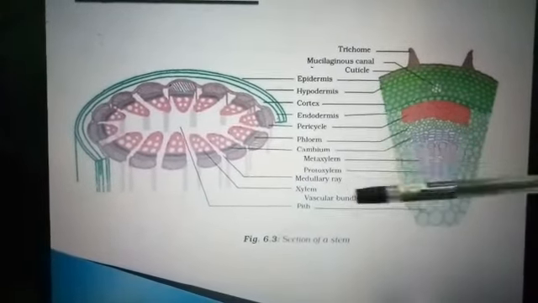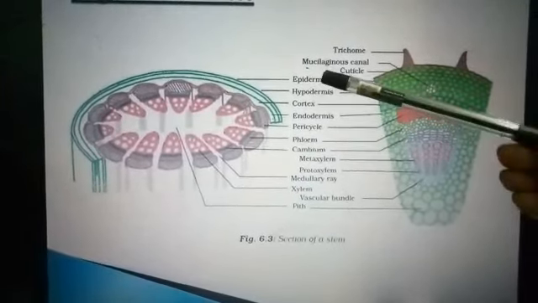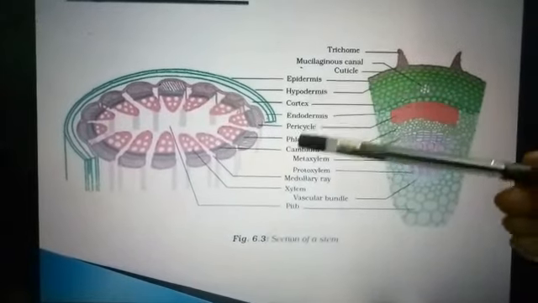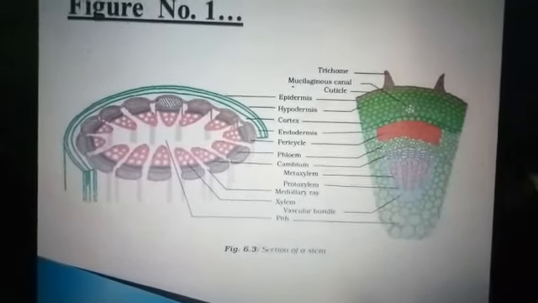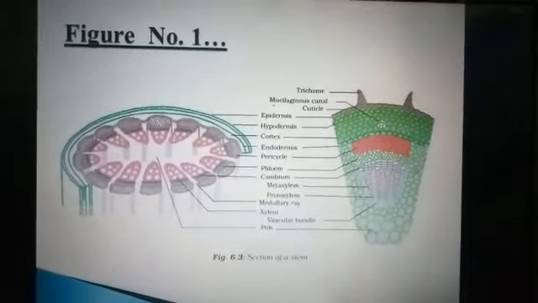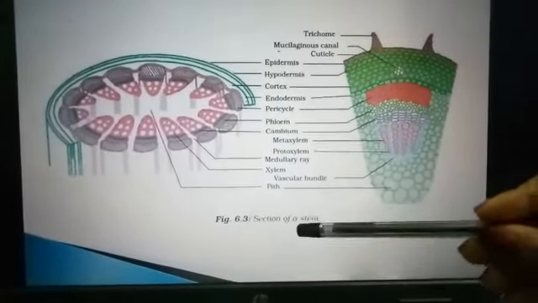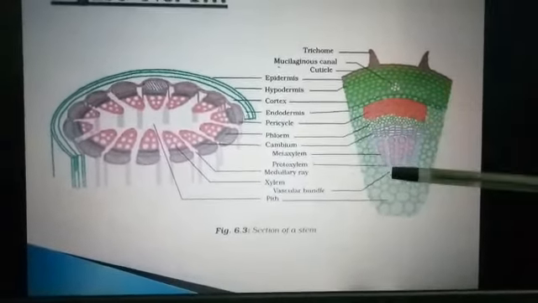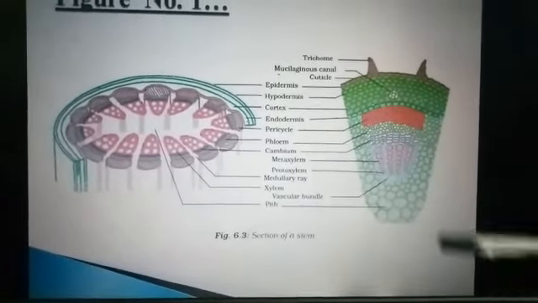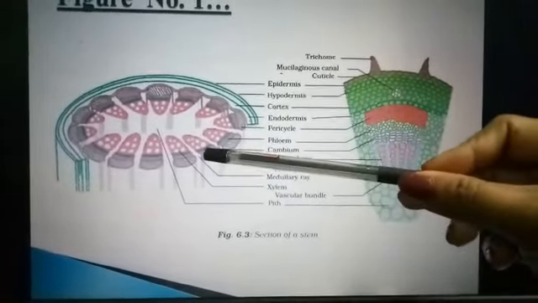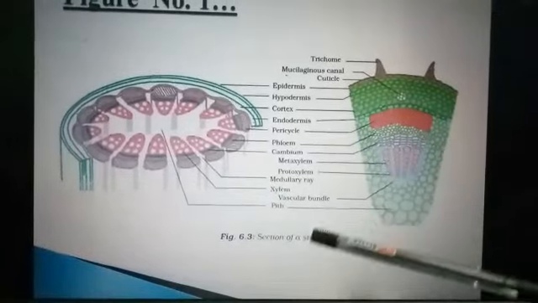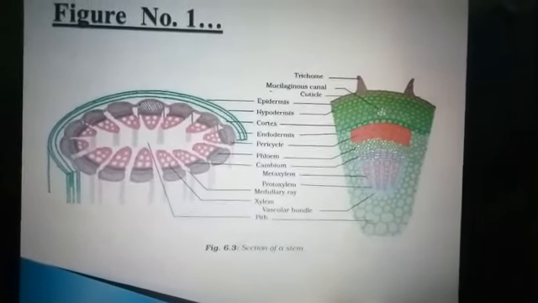And some of the terms we are going to deal with in this session, like epidermis, which is outermost, then we have xylem and phloem also, and pith is the center. And this one is what? Section of a stem. This whole is this one as well as this one. This one is a vertical section and this one is a horizontal section. Section of a stem.